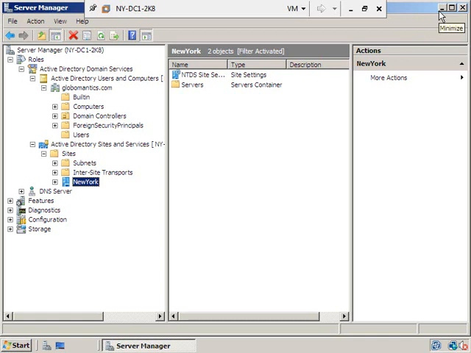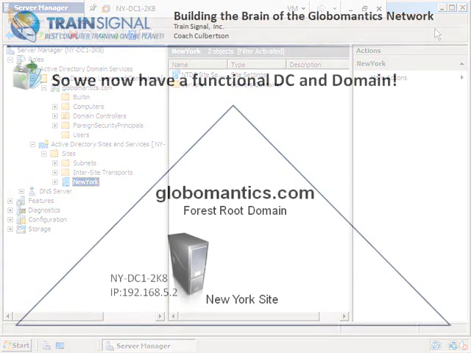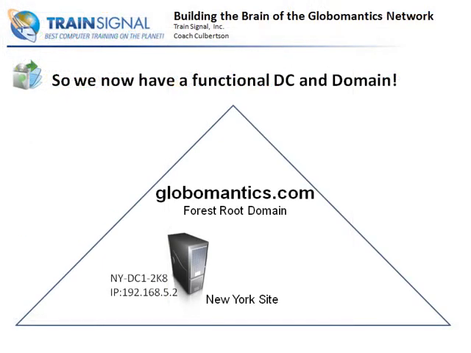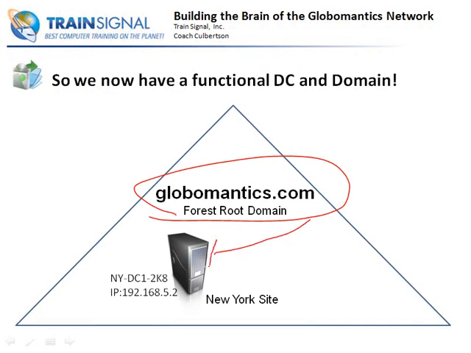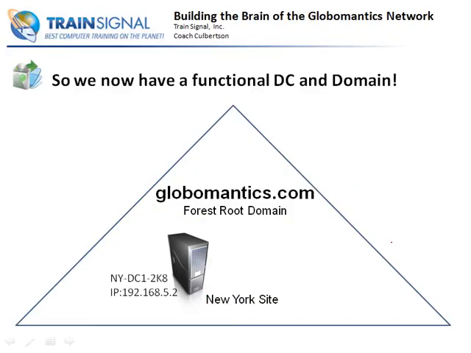And now I really think that we're ready to go ahead and install that second domain controller. So what we're going to do is move back on over to the slides. Let's talk about that second domain controller and what we've built so far. So we now have a functional domain controller. We now have a domain. That's what we have built at this point in time. We have built globomatics.com. That domain was created by New York DC1-2K8. We have renamed our site New York. Remember that? We just did that. So we now have the core of the network. We really have a brain for our globomatics.com network.